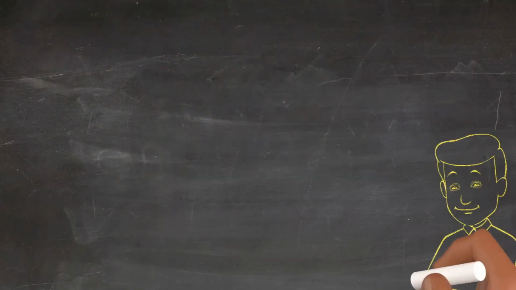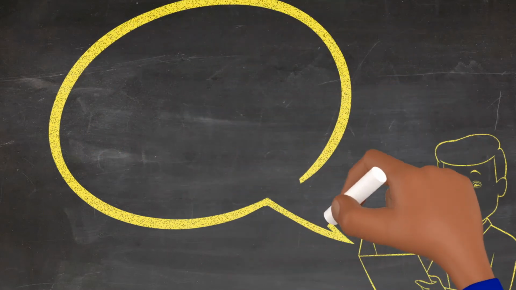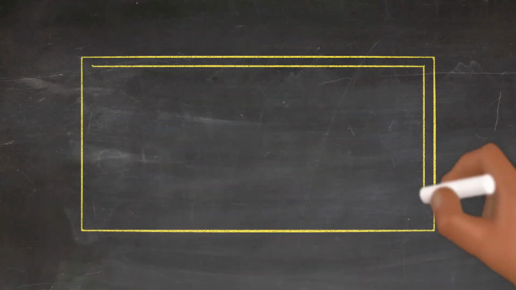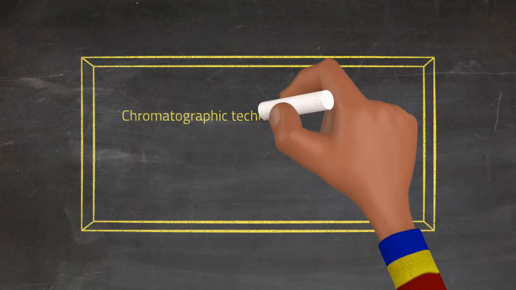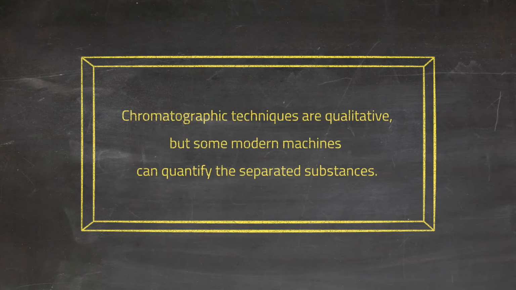Chromatography is a technique of separating substances from each other in a mixture. It's qualitative because we can determine the presence of a particular chemical in our sample if we compare it against a standard. Actually, modern forms of chromatography are also quantitative, but let's talk about them some other time.